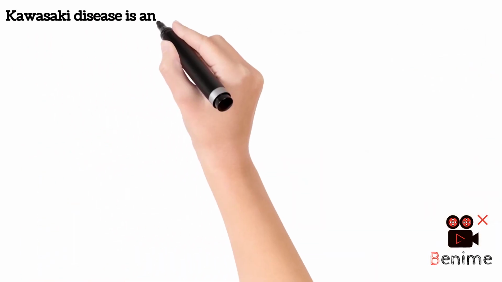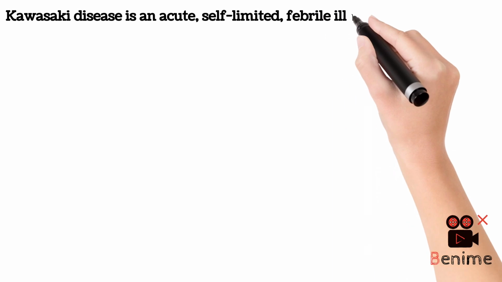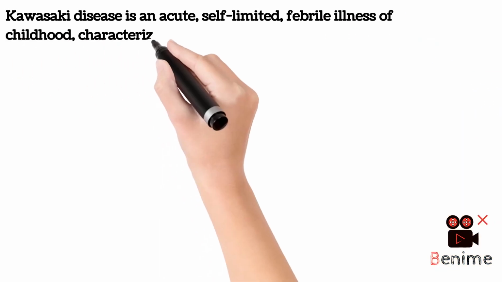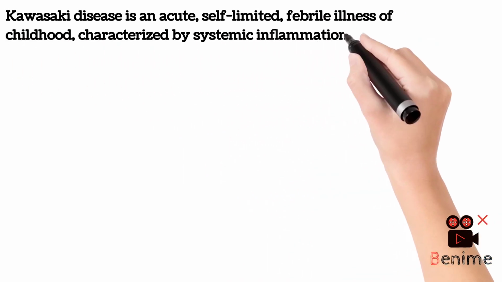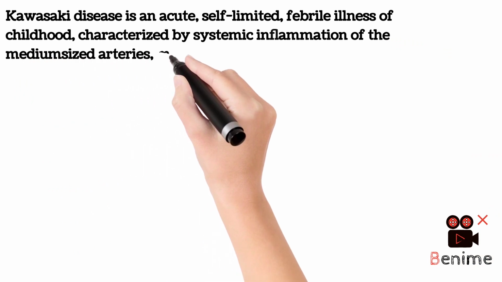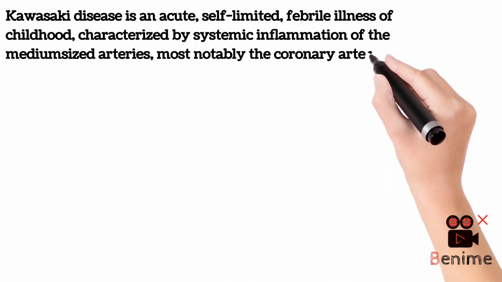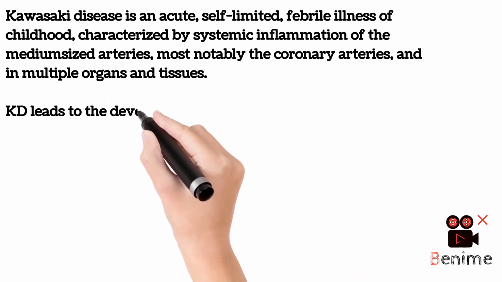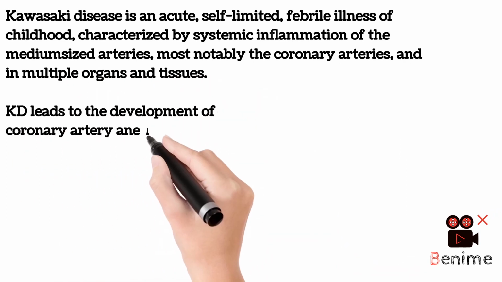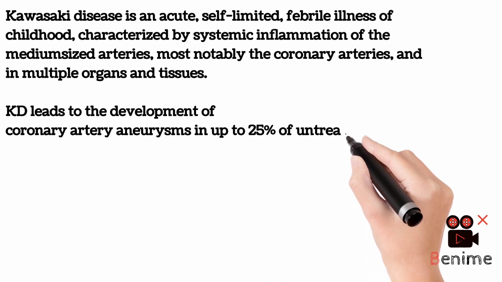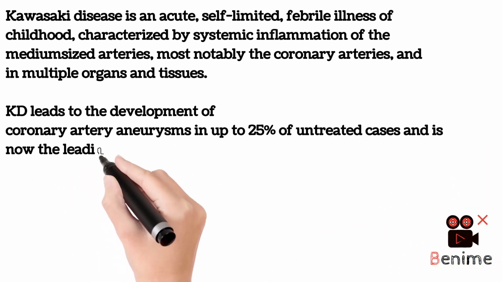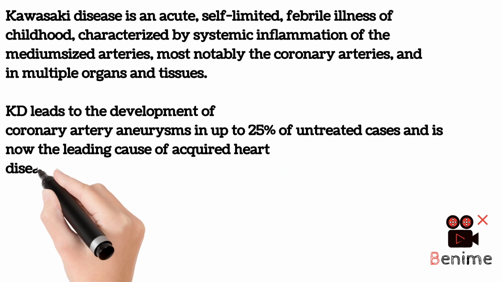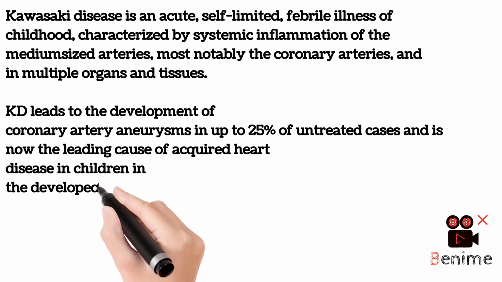Kawasaki disease (KD) is an acute, self-limited, febrile illness of childhood, characterized by systemic inflammation of the medium-sized arteries, most notably the coronary arteries, and in multiple organs and tissues. KD leads to the development of coronary artery aneurysms in up to 25% of untreated cases and is now the leading cause of acquired heart disease in children in the developed world.